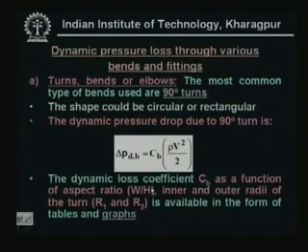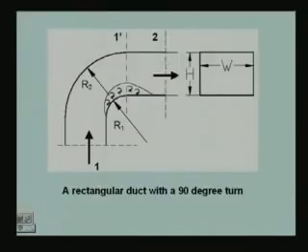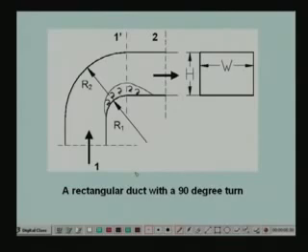Now, let us look at some individual fittings and bends and see how to estimate the dynamic pressure loss. First, let us look at the most common type of bend, that is known as the 90-degree turn. The dynamic pressure drop due to turns, bends or elbows, as they are sometimes called. As I said, the most common type of bend is the 90-degree bend. This is what is shown here. This is called a 90-degree bend because this angle is 90 degrees.